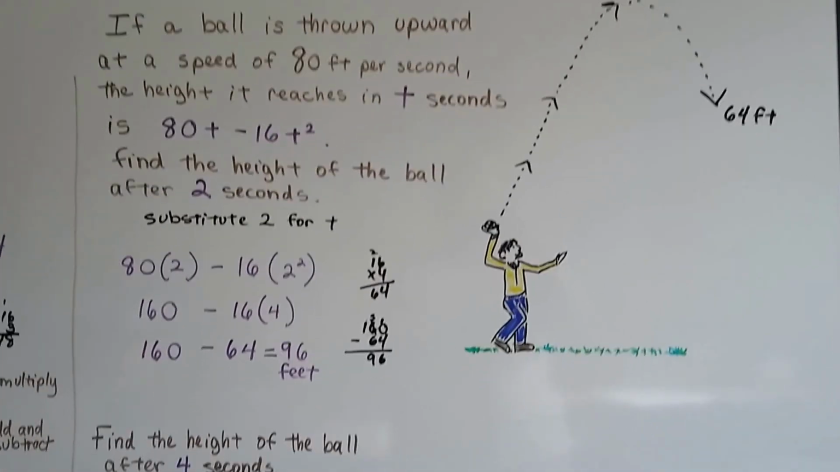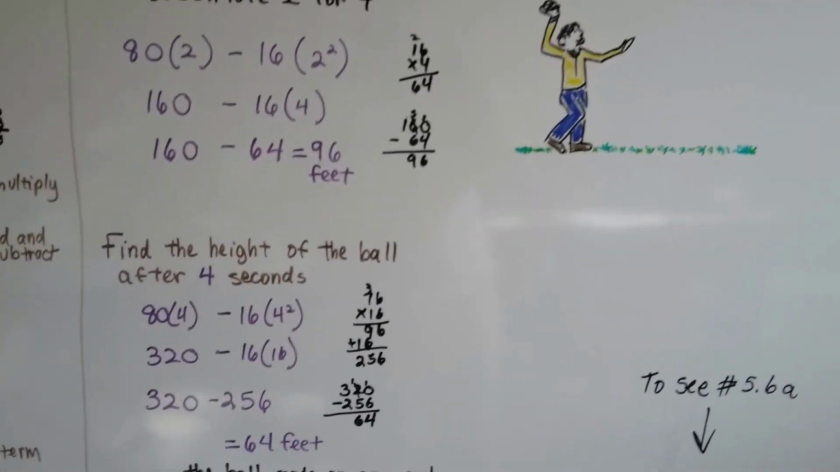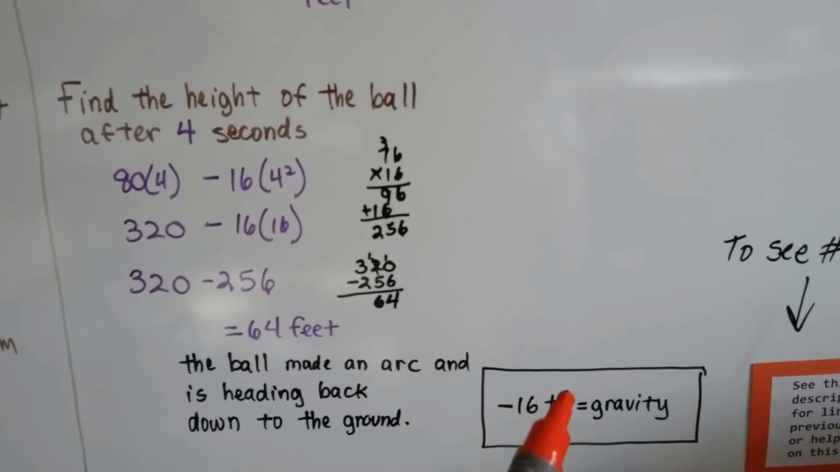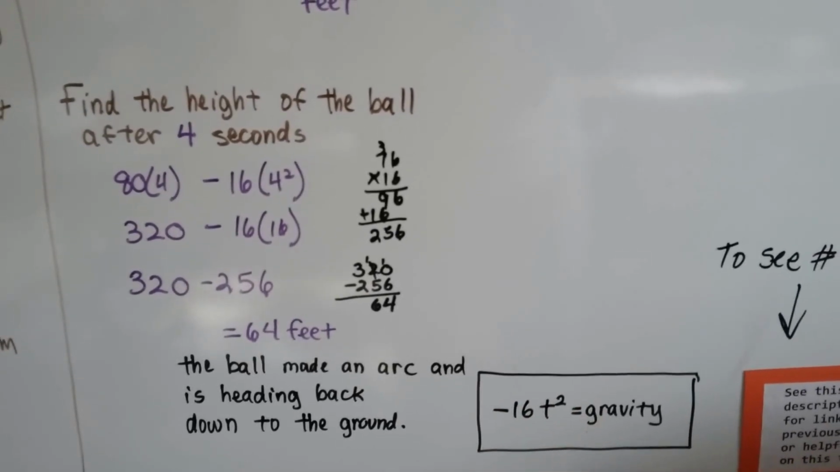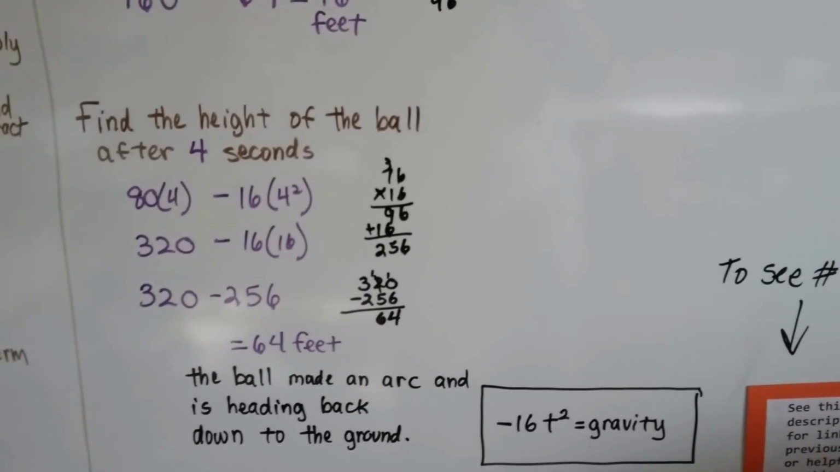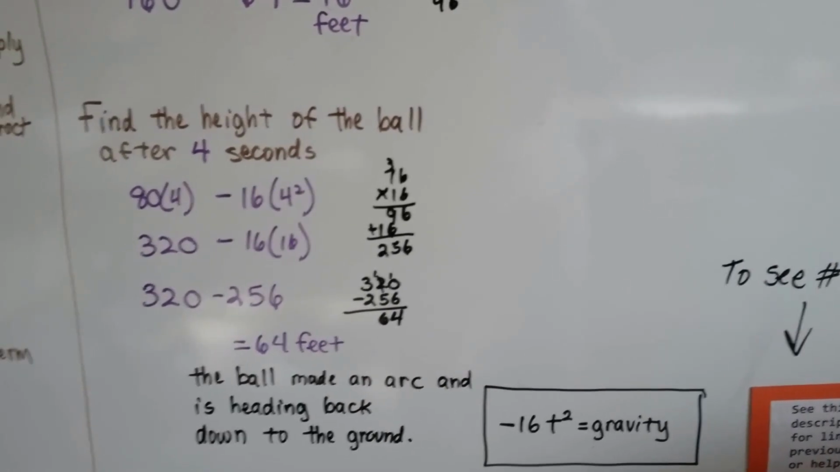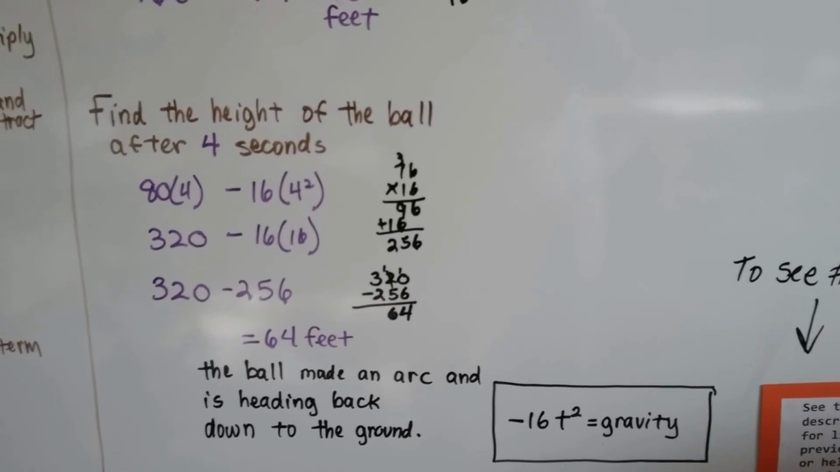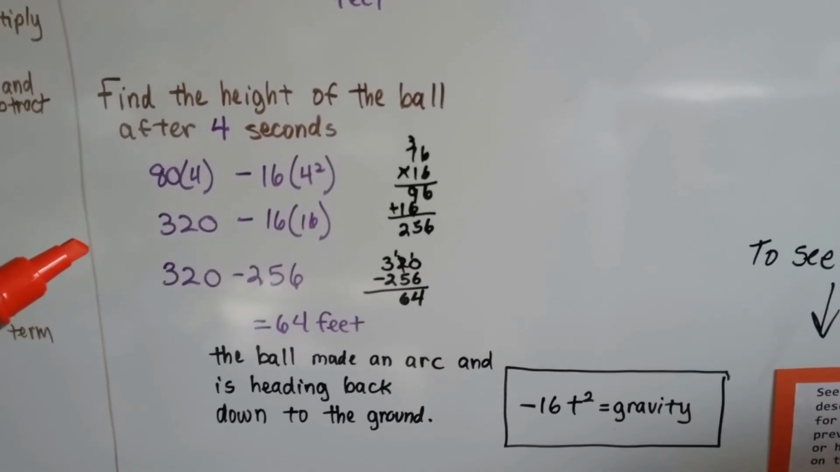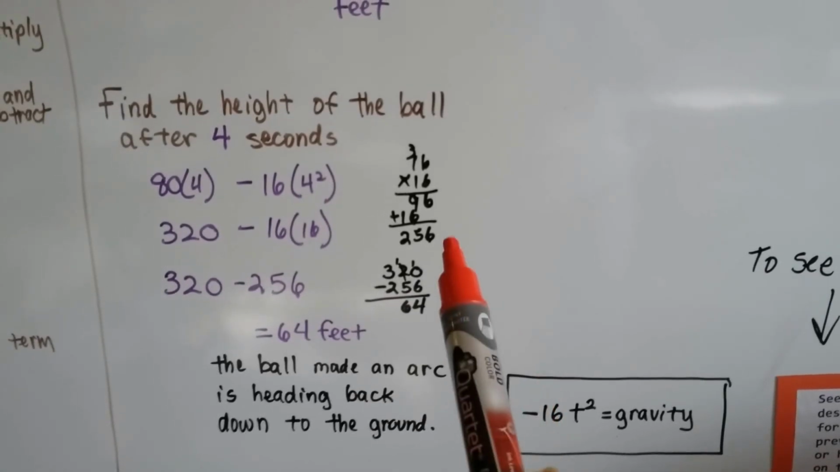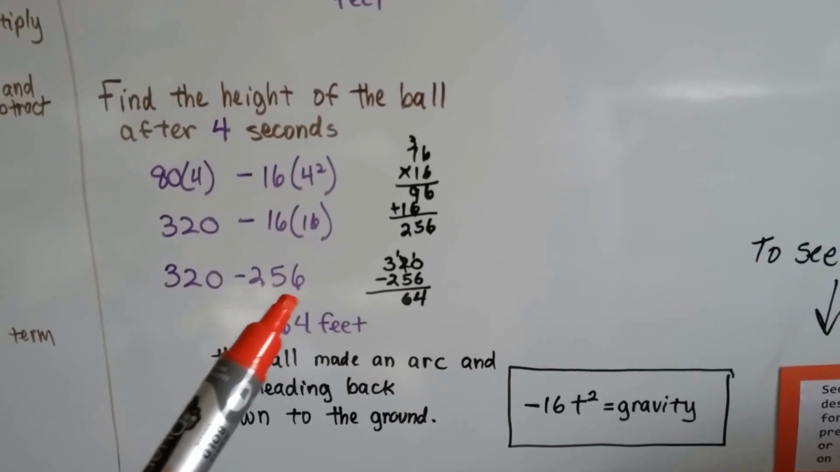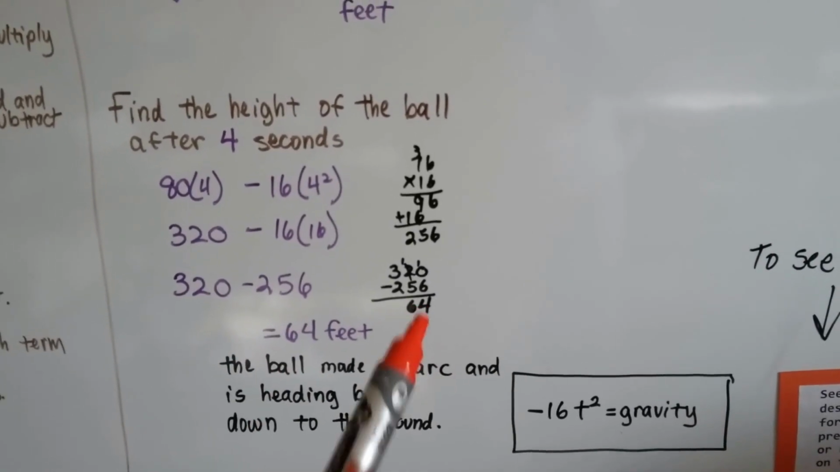See? Now, if it says to find the height of the ball after 4 seconds, did you know that the minus 16t squared is actually the gravity? When we plug in 4 wherever there was a t, we get 80 times 4 minus 16 times 4 squared. Well, 4 squared is 16. So now we've got 320 minus 16 times 16. Do a little math on the side. 16 times 16 is 256. 320 minus 256 is 64.